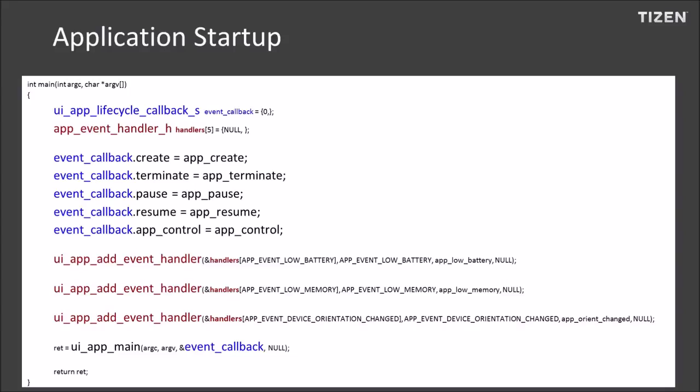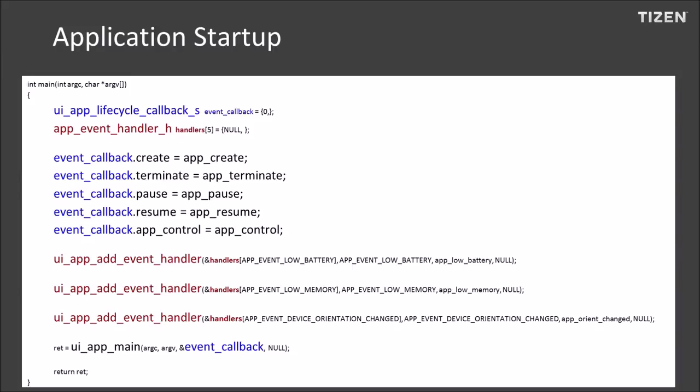In the main function of the application, we initialize the data structures defined by the application framework, namely UI app lifecycle callbacks and app event handler. Please note that the application is now in the ready state. For lifecycle events, we simply assign the function pointers. For system events, we add the event handlers using the UI app add event handler API.